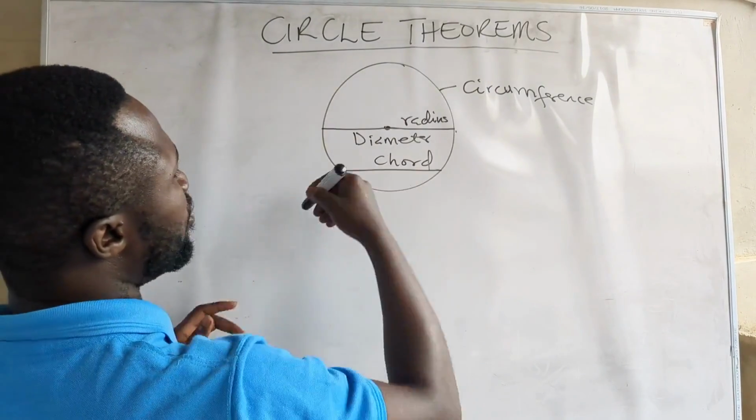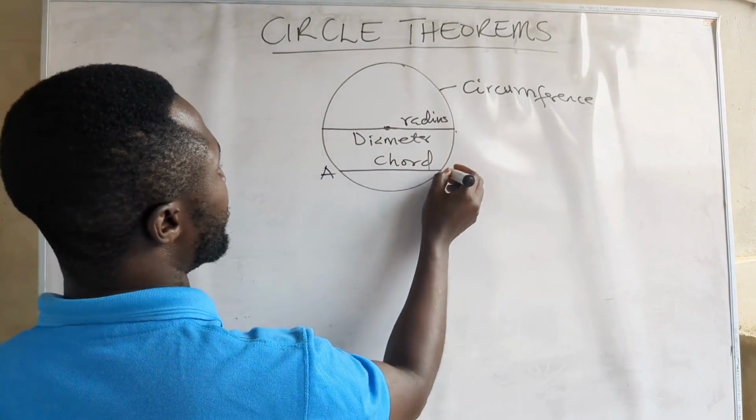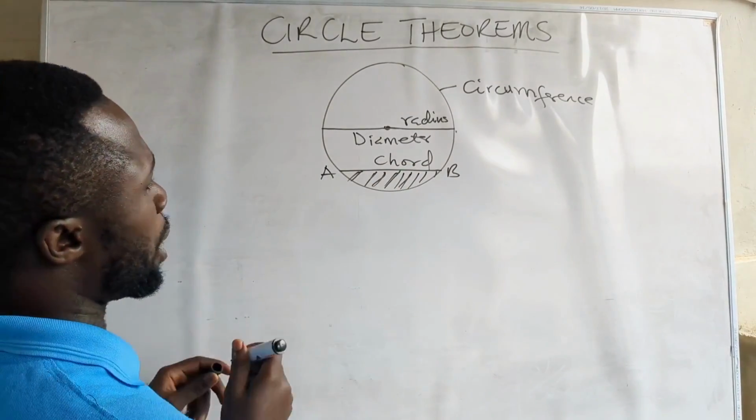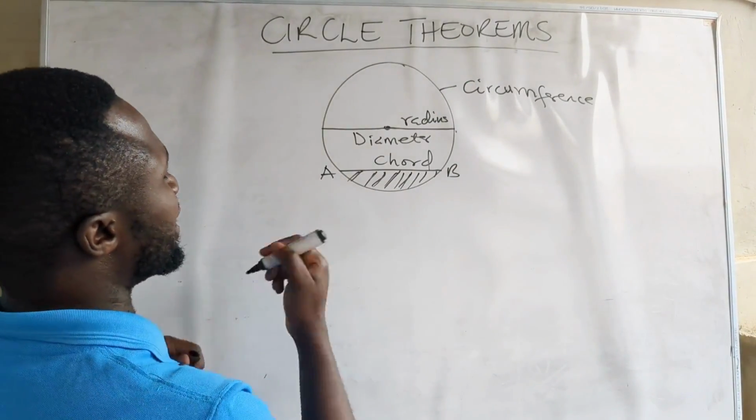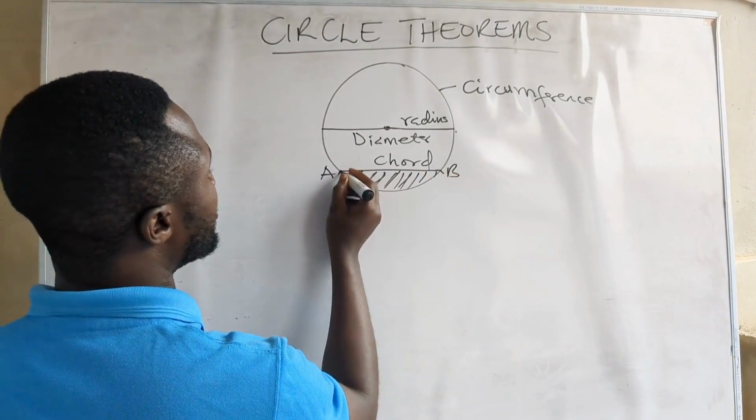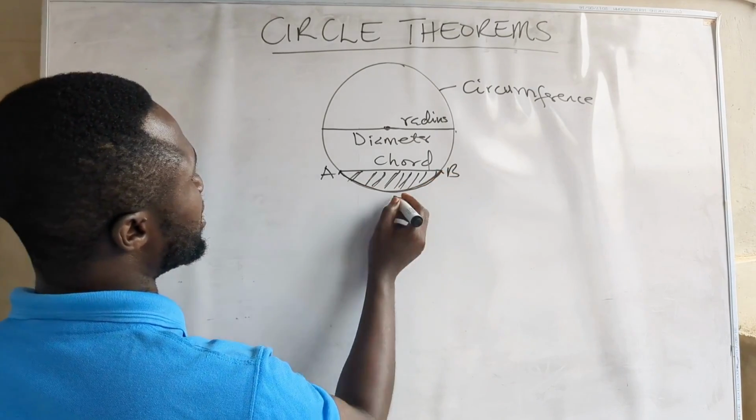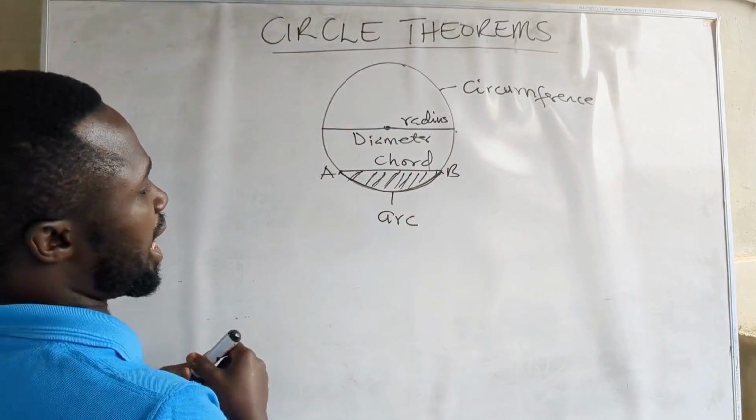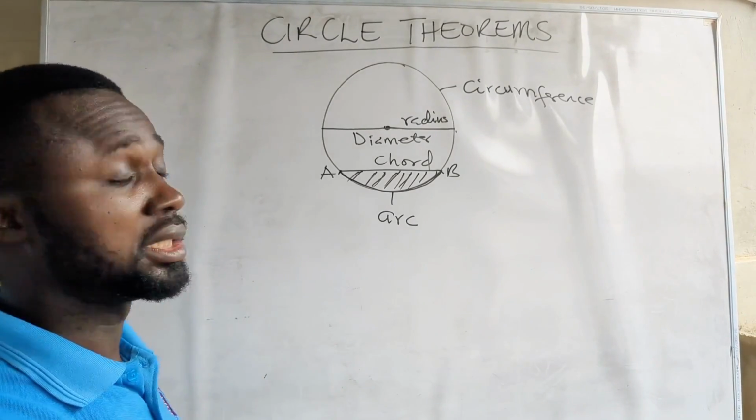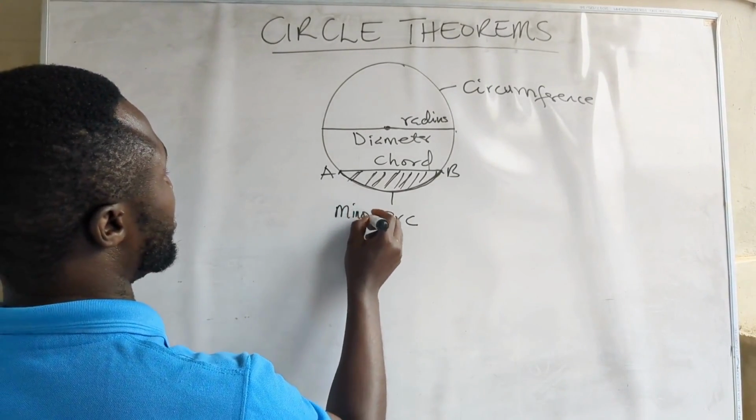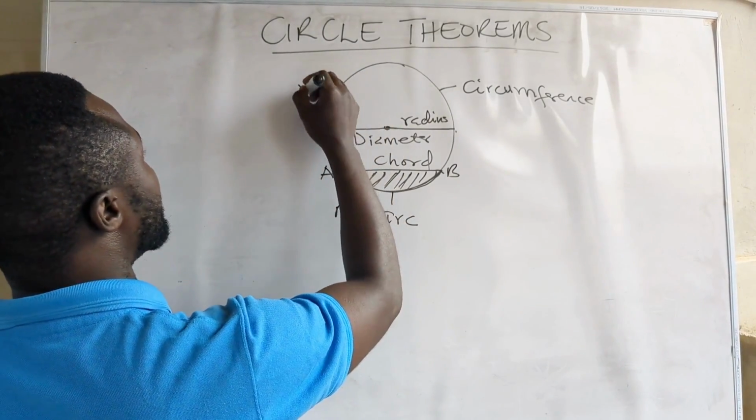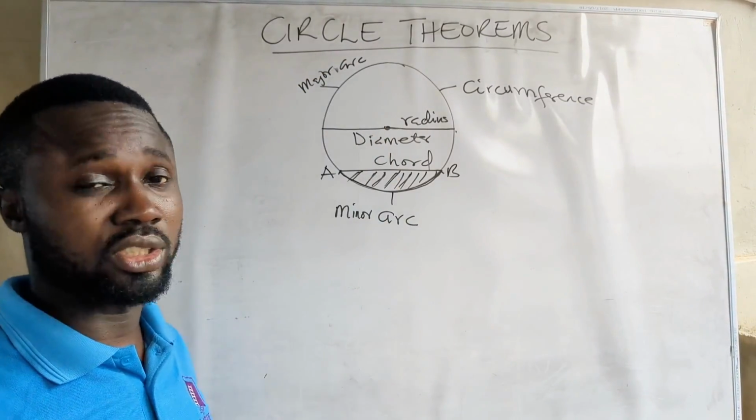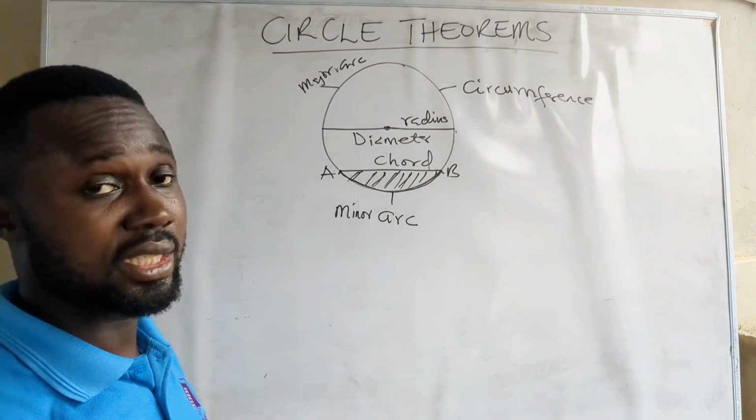Then, any portion of the circumference of the circle is called an arc. Let's say my chord here is AB. Let me shade this place so that what I'm talking about will be simple for us. This is an arc, and from here to here is also an arc. But with arcs, you have the minor and the major. So this shaded part becomes the minor arc, and the unshaded place becomes the major arc. So an arc is just a portion of the circumference of the circle.